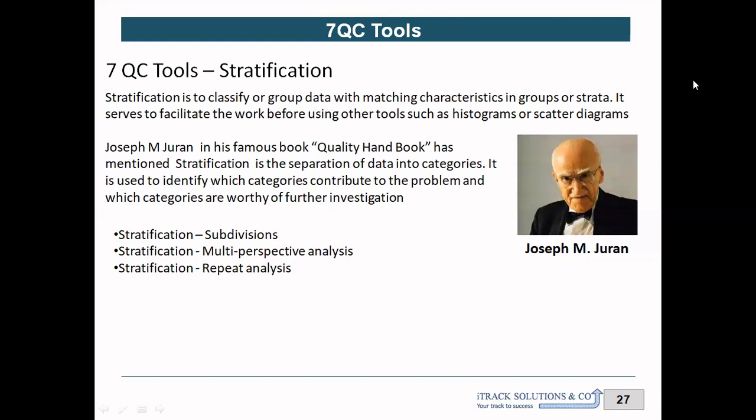Now, to make it very simple, Joseph M. Juran, in his famous book, Quality Handbook, has mentioned stratification analysis will help us to identify root causes which contribute more to a particular problem, or root causes which are worth further investigation. So what we are going to see in this video is how the stratification analysis can be done. What are the three methods? One method is the subdivision method. Another method is multi-perspective analysis. And the third one is repeat analysis. So let's understand how stratification analysis is done in these three ways.